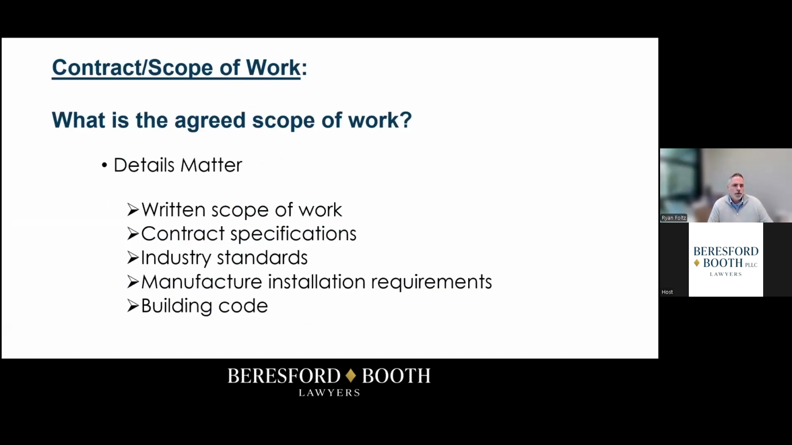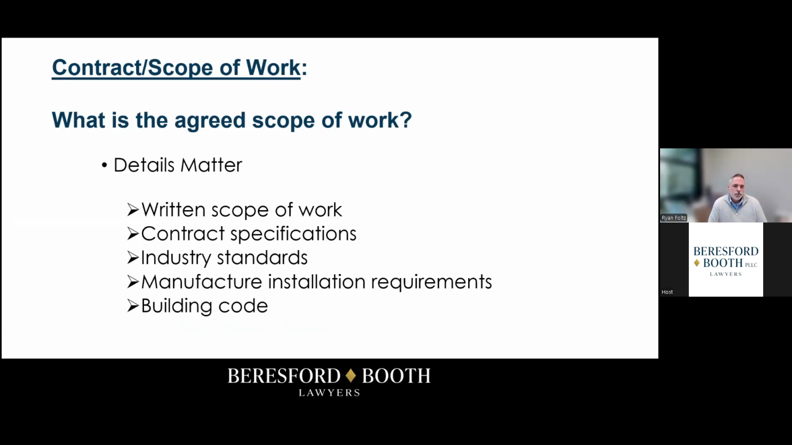The agreed scope of work is usually the beginning of any construction dispute. You'd think you know what you hired the contractor to do, but most disputes revolve around what was actually agreed upon in terms of the actual work the contractor was hired to do. So to avoid disputes at the front end, when you're contracting with the contractor, make sure that you have a written scope of work that is specific and includes contract specifications. The specifications identify the performance and the benchmarks to which the contractor needs to be performing his work.